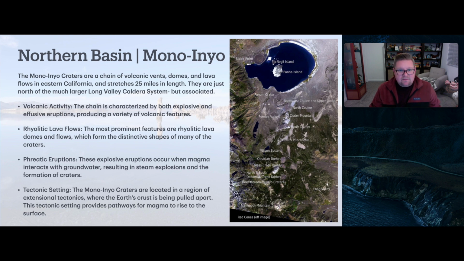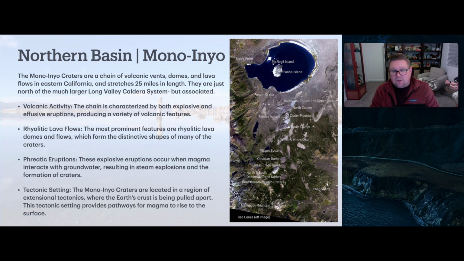So I mentioned that there's been some unique volcanic activity. We still see some active geologic and geothermal evidence there between fumaroles and hot springs. But the chain itself is characterized by both explosive and effusive eruptions, producing a variety of volcanic features. We've got a plethora of cinders and plug domes that are found within this area. In fact, all of these little circles on this map are different craters or remnants of domes. So we have rhyolitic lava flows. The most prominent features are rhyolitic lava domes and flows, which are distinctive in their shapes compared to others.